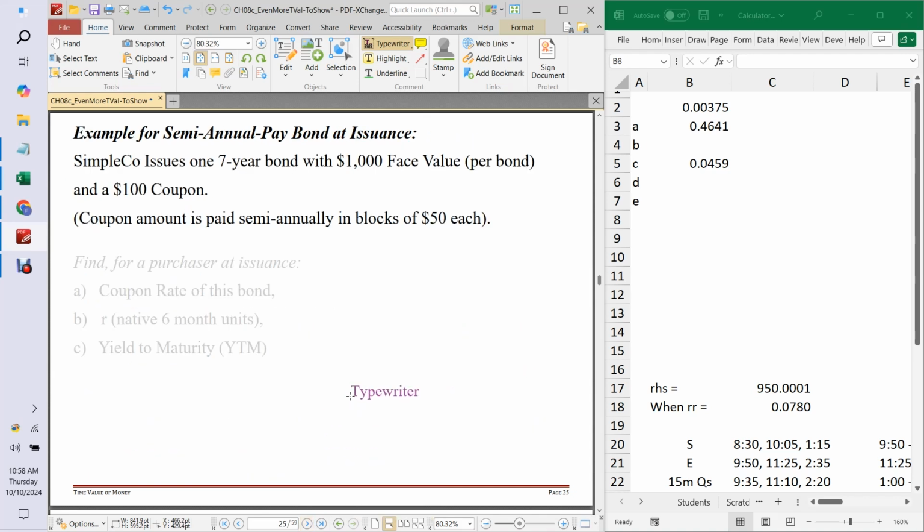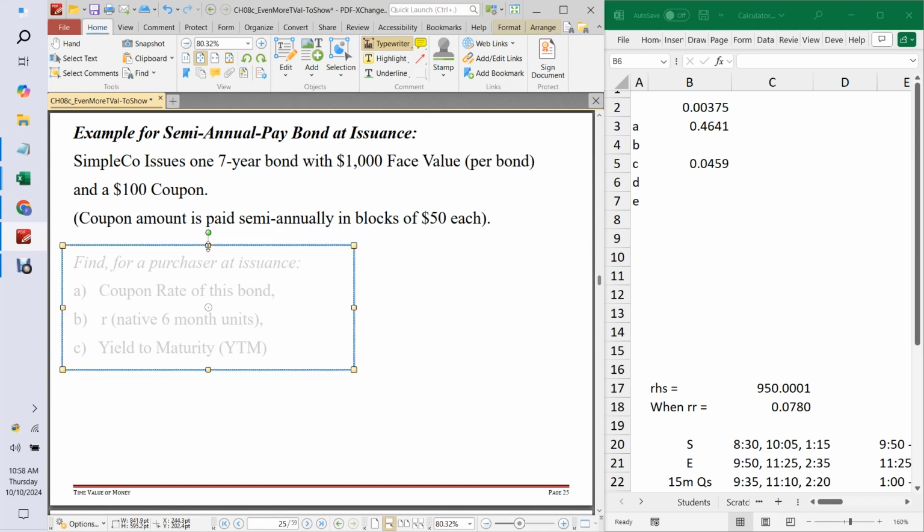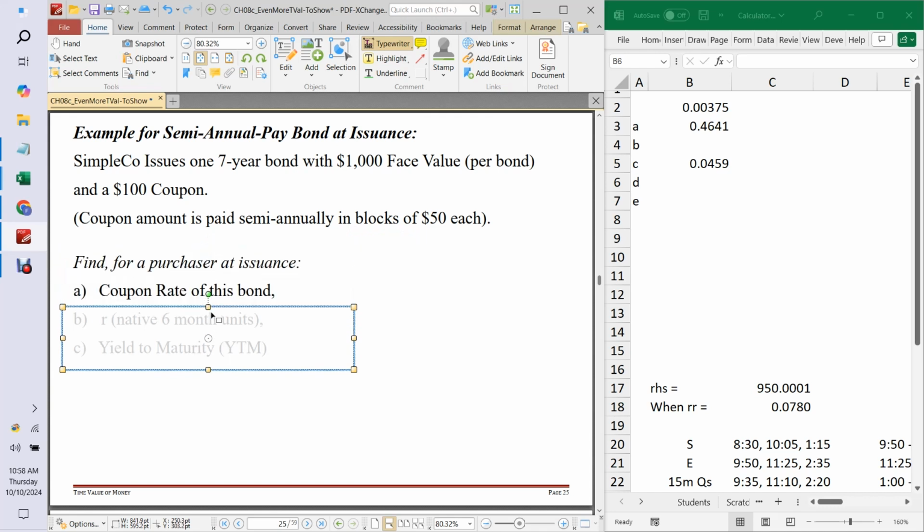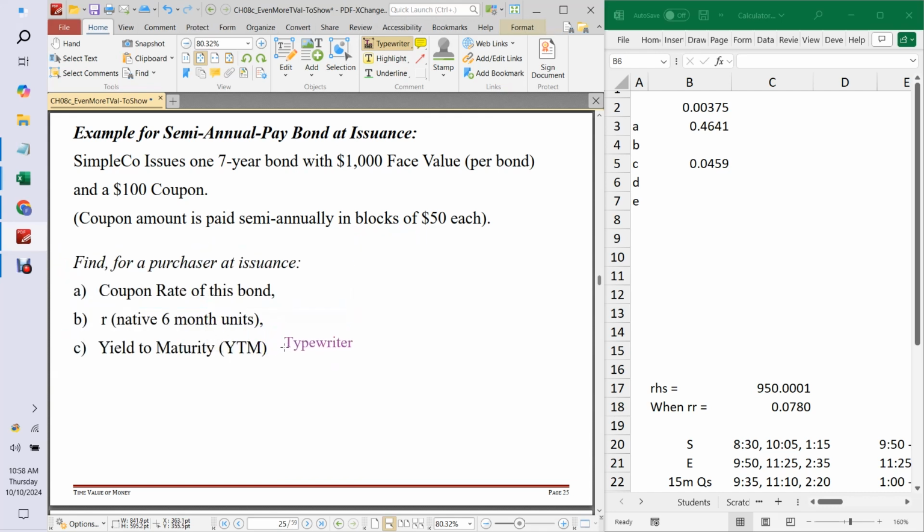All right, with all that in our pocket, let's do an example for a semi-annual pay bond where we're going to buy it at issuance and hold it through the whole contract. So SimpleCo is issuing a 7-year bond with a $1,000 face value per bond and a $100 coupon. And this is a semi-annual bond, so clearly the coupon is going to be paid in 2 blocks every year of $50 each. Okay, so let's find the coupon rate of this bond, the native R, and then the yield to maturity.